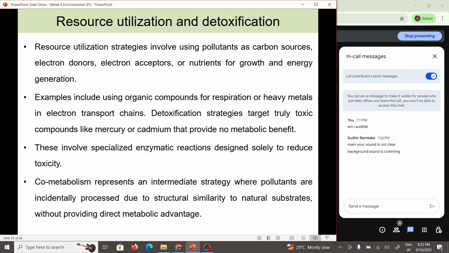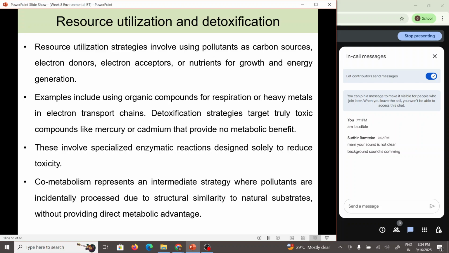In continuation to both of this, there is one strategy called co-metabolism. It is an intermediate strategy. The pollutant are incidentally processed due to structural similarity to natural substrate without providing direct metabolic advantage. So here what happens is there is one component which acts as a direct substrate to that microorganisms. The microorganisms knows that it can utilize that substrate and either use it as a energy or carbon source.